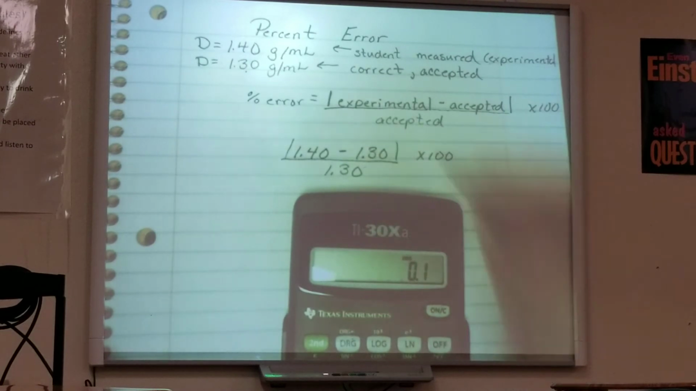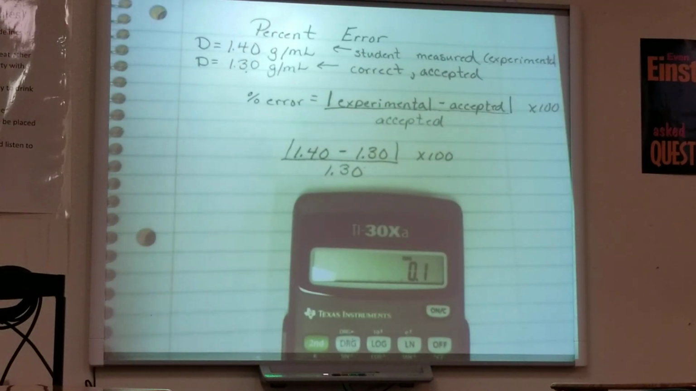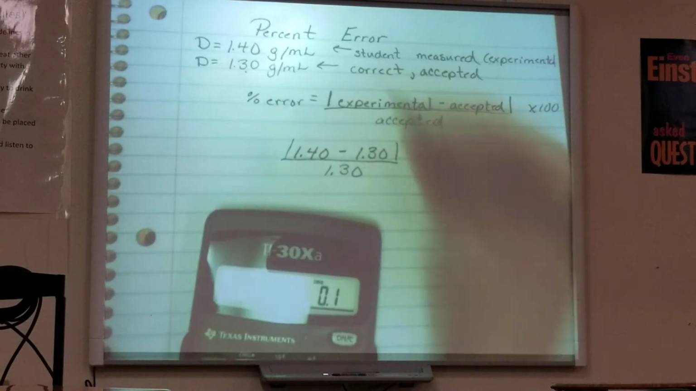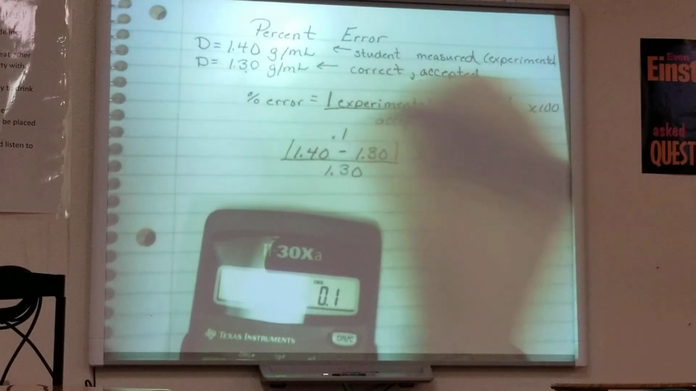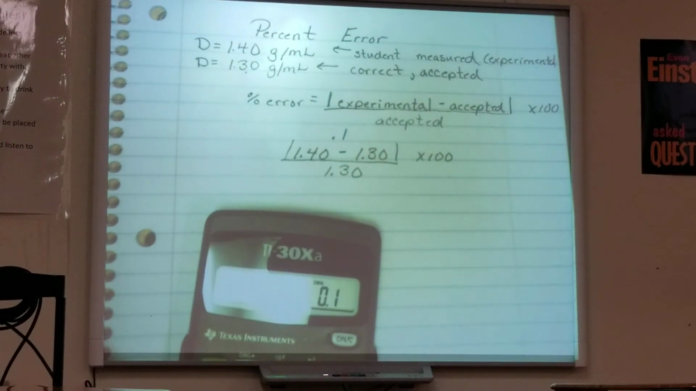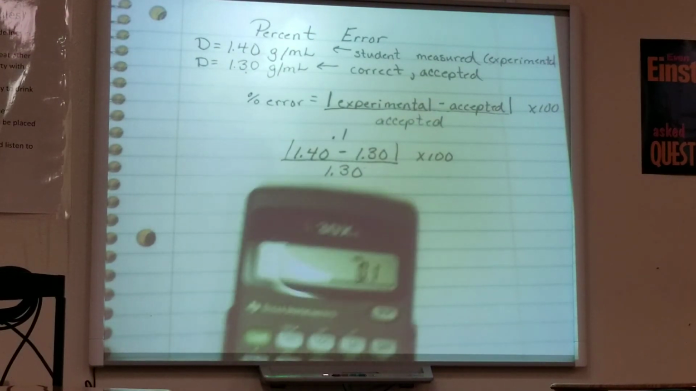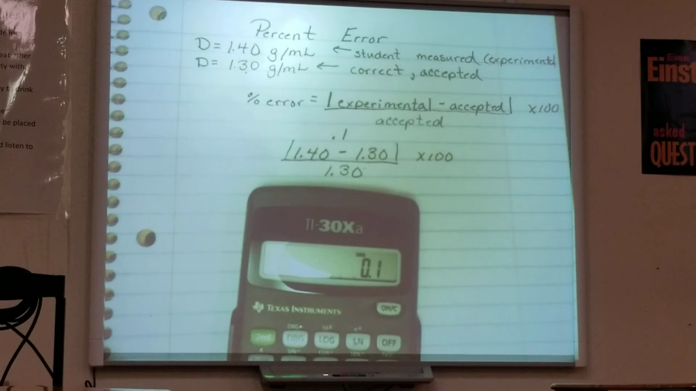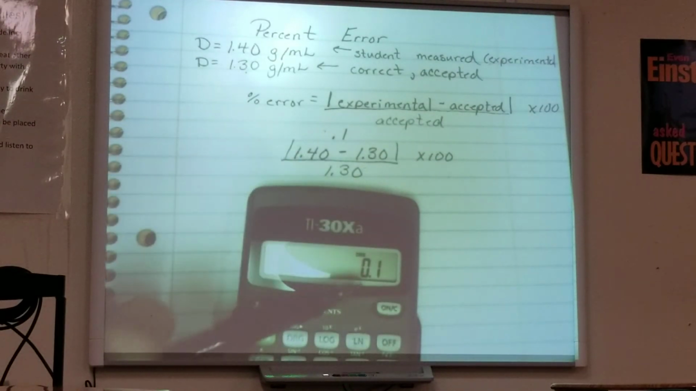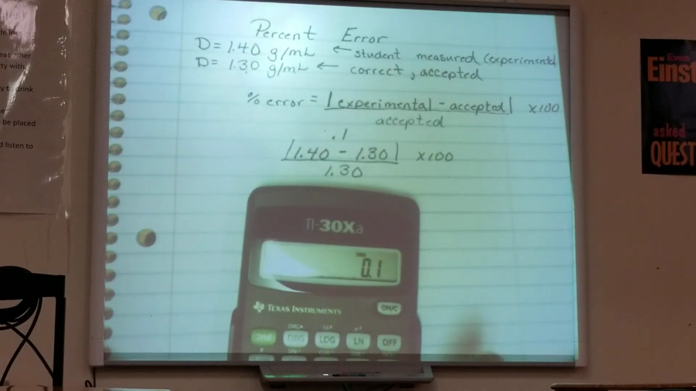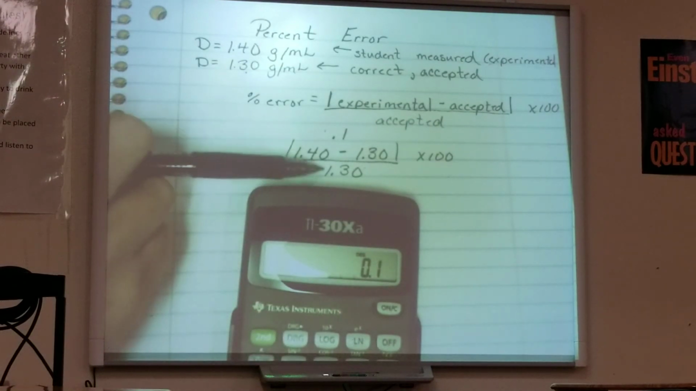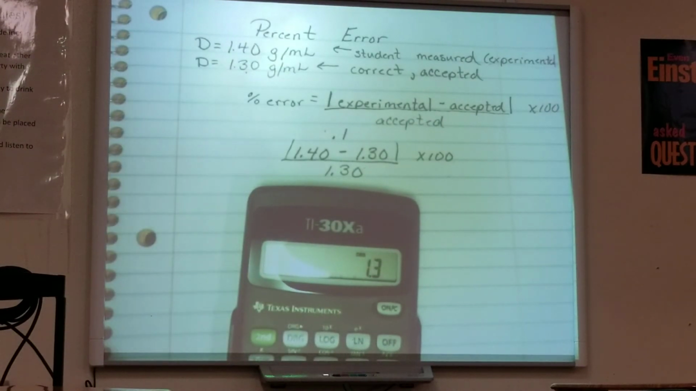You need to stop. Don't try to put it all in the calculator together, because that can mess you up sometimes. Okay, so what I would suggest doing is going ahead and jotting down that top answer. Okay, 0.1. All right. Or you can leave it in there, but just make sure you do this first, and then you take this number and divide it by the bottom, which is 1.3. All right, there's our answer.